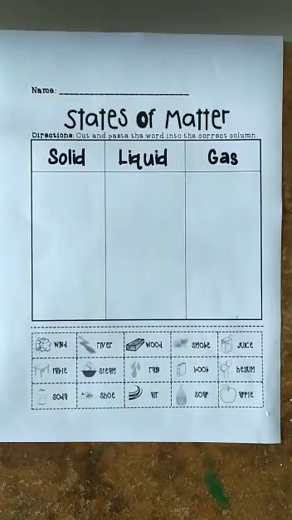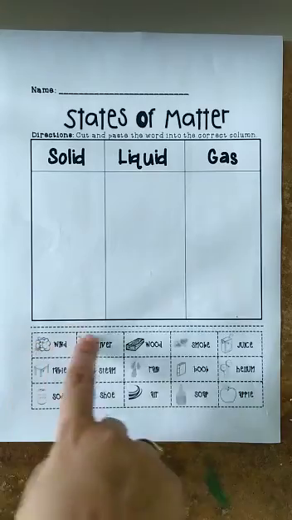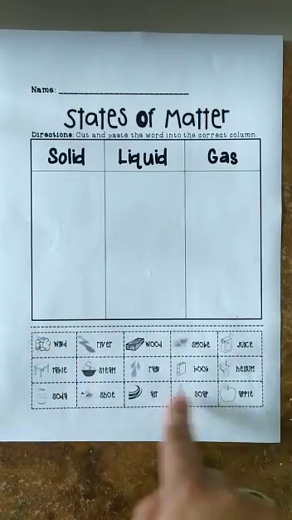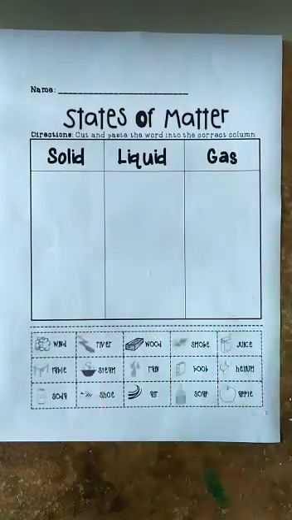Now remember, a gas is also the air we breathe in. Carbon dioxide and oxygen are known as gases as well. We breathe in oxygen, we take out carbon dioxide, so those would be your gases as well. Helium is also known as a gas. So you're going to cut out the different items, objects, and you're going to stick them in, whether it's a solid, a liquid, or a gas.